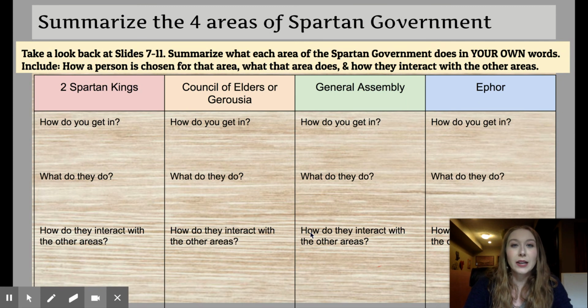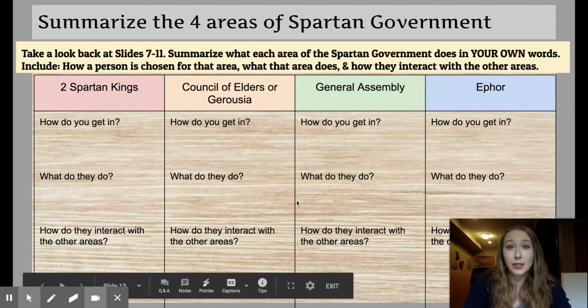Because it is kind of a checks and balances type of situation where one area can appoint members to another area, and that kind of balances that power, and then that area gets to check in with these people, and that balances their power. So they are very much connected. So this is our big task for the day, okay?